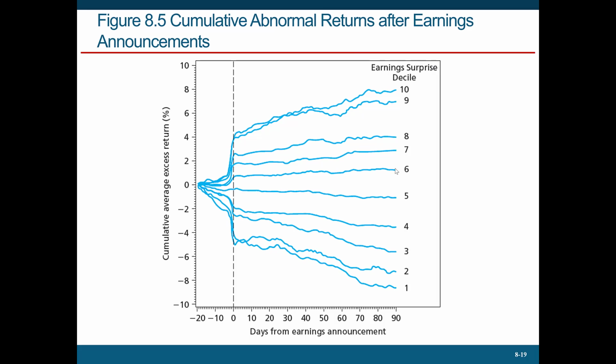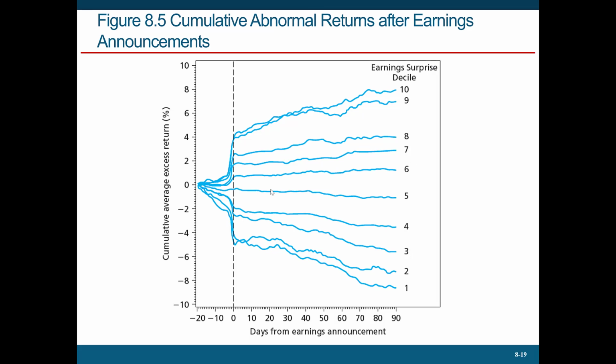Group 5 and 6, these middle groups, are the firms where earnings are in line with expectations, right? So there is no surprise there. As you can imagine, then, nothing much happens in terms of a stock price reaction. So these extreme groups are more interesting.